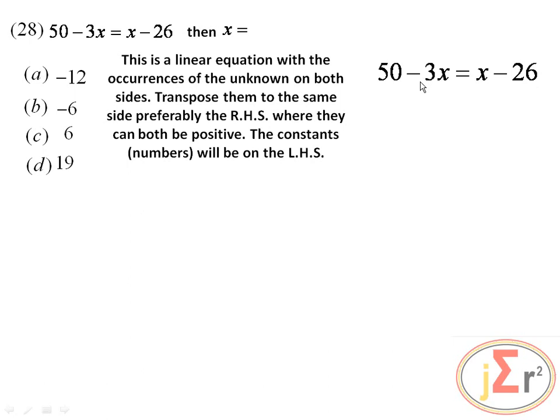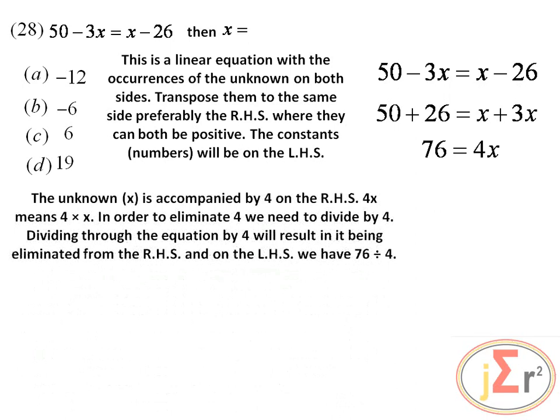Well, we may transpose this equation having the x's on this side, but that will cause them to be negative. In solving equations or transposing formulae, it is best to get the unknown to be positive or the proposed subject to be positive. That is always a good initial step. So we have x plus 3 and we have 50 plus 26. 76 is equal to 4x.